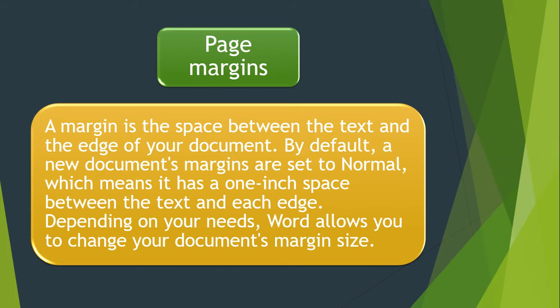Page margins. A margin is the space between the text and the edge of your document. By default, a new document's margins are set to normal, which means it has a 1 inch space between the text and each edge. Depending on your needs, Word allows you to change your document's margin size also.